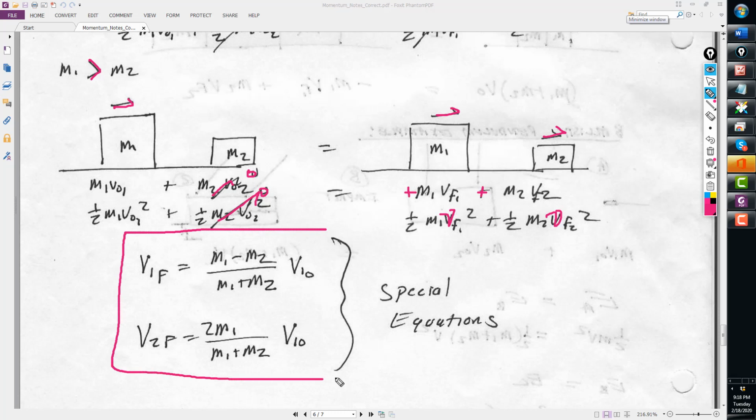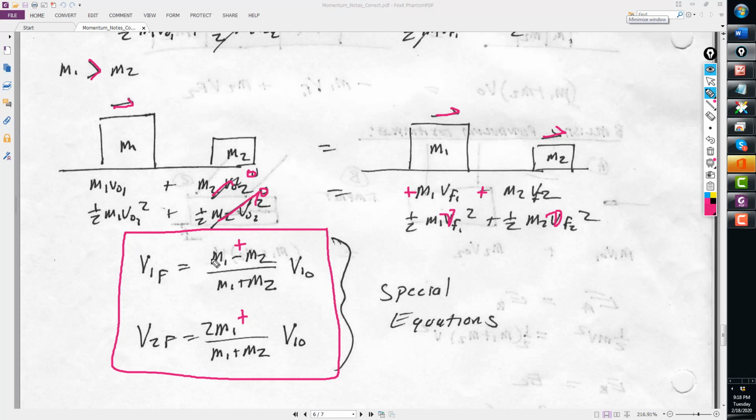Now, special equations. These equations come from this situation where mass 2 is at rest, and you want to find the final speed of 1 and the final speed of 2. If you plug these situations in, you will find the sign of this to be true. In other words, what's the final speed of mass 1? Well, if mass 1 is greater than mass 2, then this has to be positive. And then this one is always positive. So mass 2 is always going off to the right. If mass 1 equals mass 2, then V final 1 is 0.